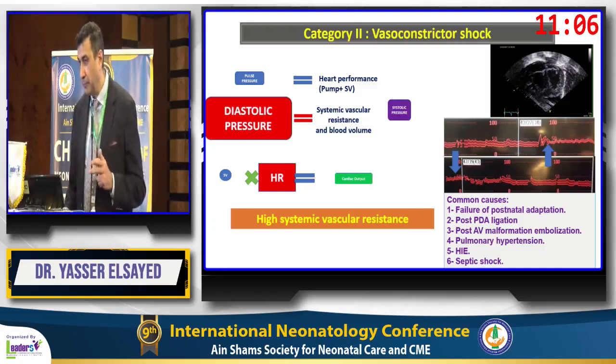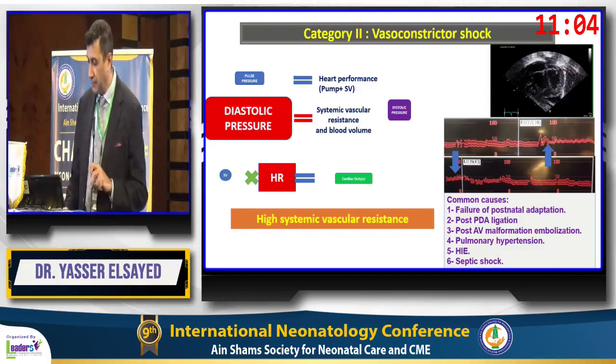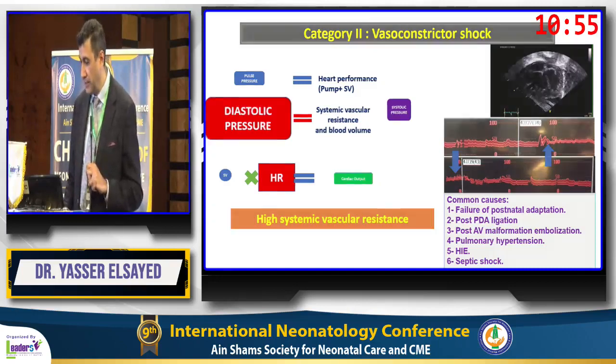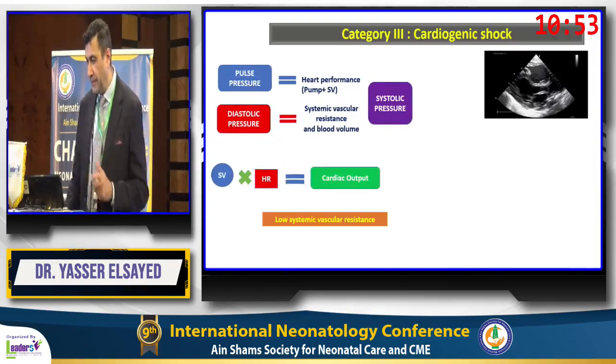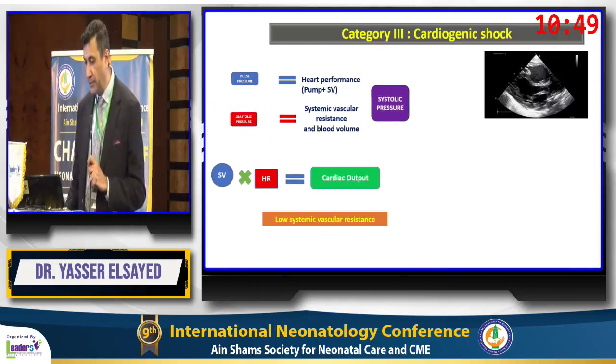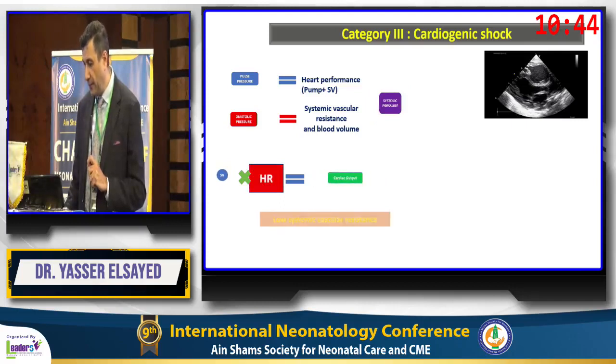post EV malformation embolization, in some cases of pulmonary hypertension, in some cases of HIE, and some cases of septic shock, although in septic shock, the vasodilator physiology is more common. The third physiology is cardiogenic shock. So we have low diastolic pressure, low pulse pressure, low systolic, everything is low, everything is bad. So we have low cardiac output and very dilated, poor performance. Heart is barely contracting. That's really easy to diagnose and very difficult to manage.